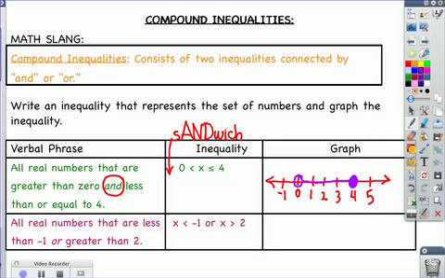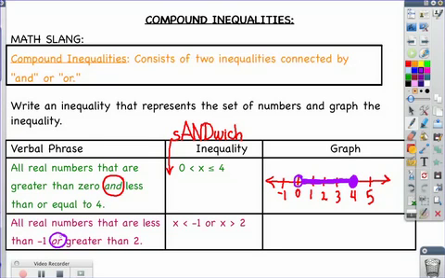Our next example is all real numbers that are less than -1 or greater than 2. We use the word or here because there are no numbers that can be both less than -1 while also being greater than 2. So this is an either or situation. This is a compound inequality, so it is still considered one solution set, but it looks almost like two inequalities connected by the word or.